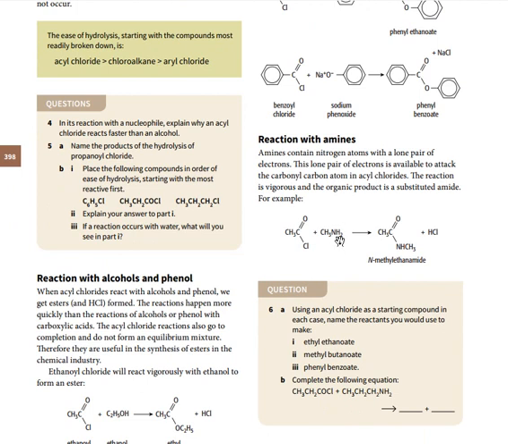Now reaction with amine. Reaction with amine is also easy. This amine has a lone pair of electrons. This lone pair of electrons is going to enter this position, and then it's going to lose one hydrogen. So that hydrogen is going to go out with the chloride ion to produce hydrochloric acid, and then N-methyl ethanamide is going to be produced, as we're going to see in the next chapter.